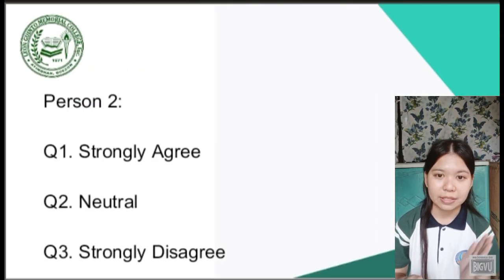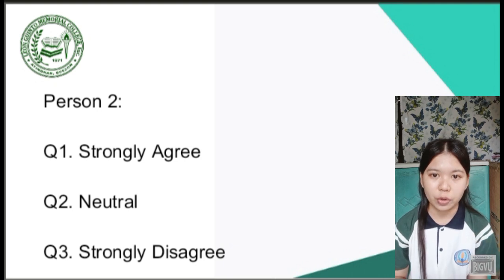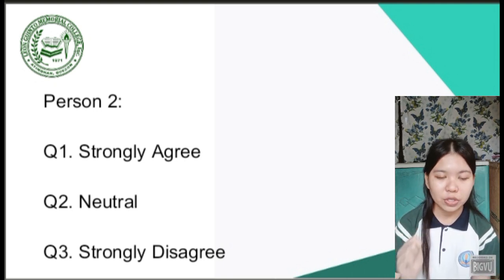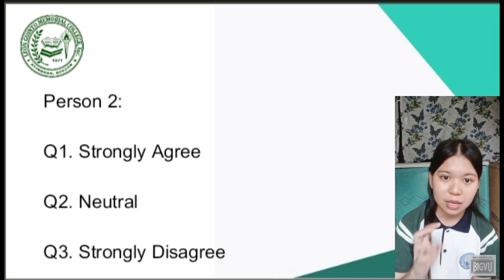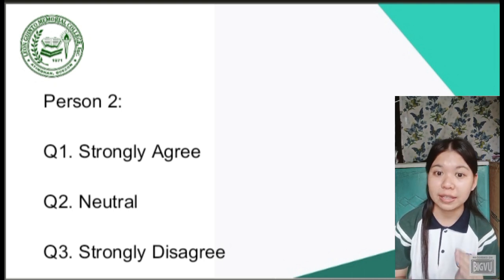Now let's see person number 2. Person number 2's answer for question number 1 is strongly agree. For question number 2, neutral. For question number 3, let's say strongly disagree.